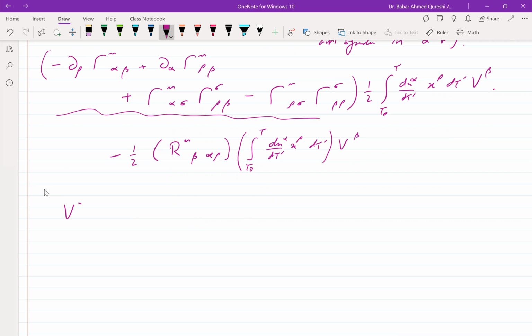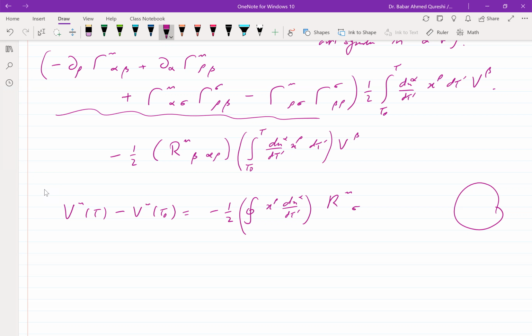So your v mu tau, when you have come back, minus v mu, because this was also there on the right hand side, is equal to, to the first order, the other term was 0, and this is the first non-zero order in our expansion, computed to, so let me write it as a closed integral, and x rho dx alpha over d tau dash. This contracted into this guy.